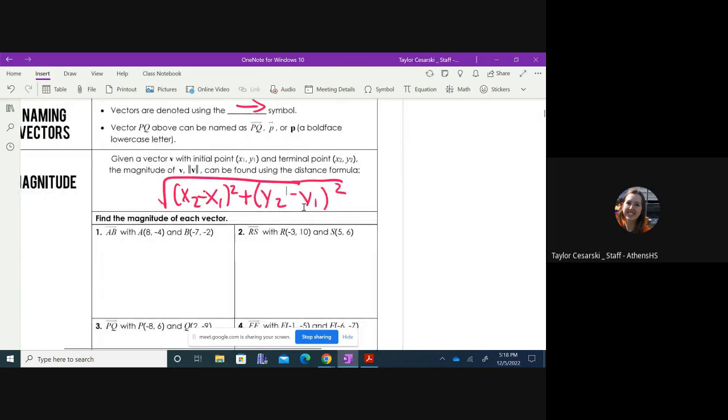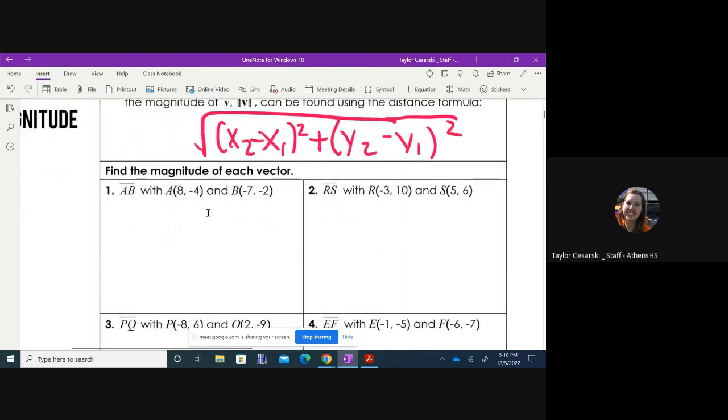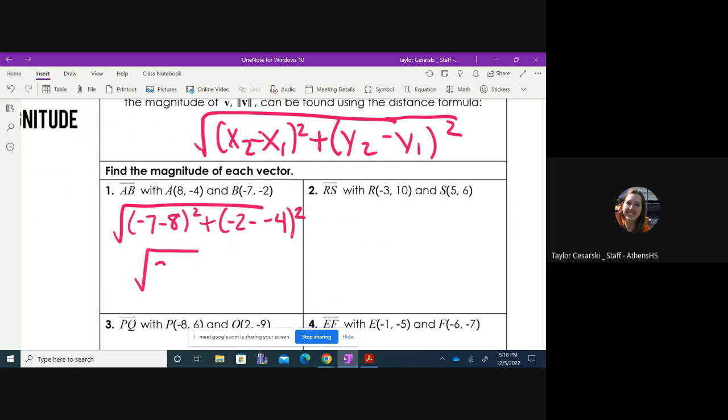So if I was going to find the magnitude of number 1, I would do the square root. The order in this case, obviously because you're finding the magnitude, it doesn't matter, but just A is the initial, B is the terminal. So I'm going to do it as -7 minus 8 squared plus -2 minus -4 squared. That gives us, when we type it in our calculator, the square root of 229, which doesn't simplify. If it does break down, make sure you break it down.